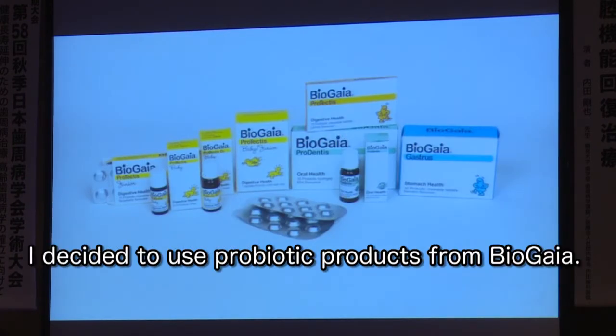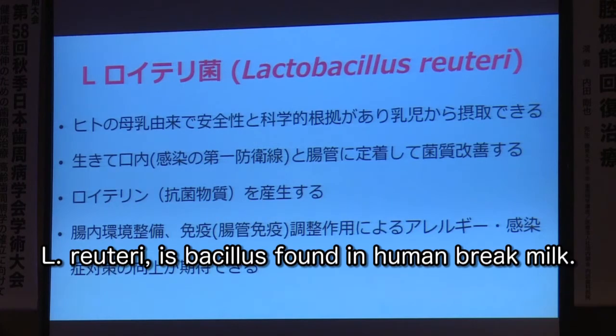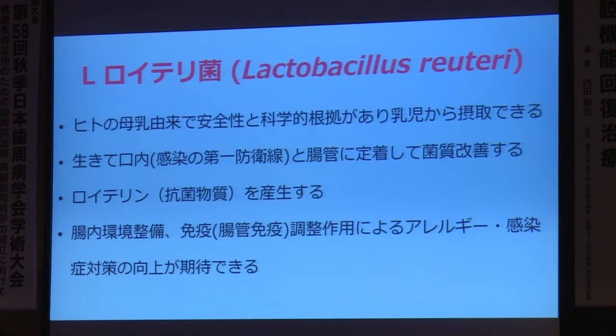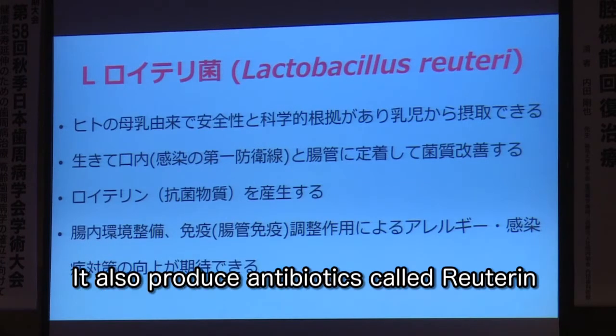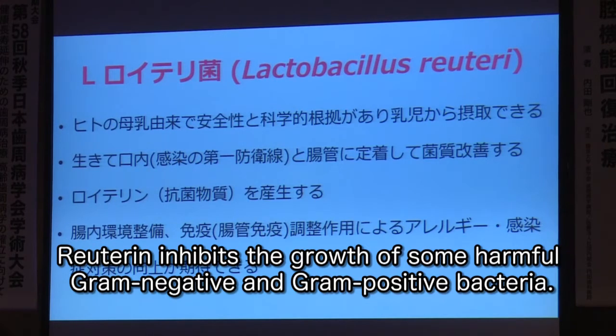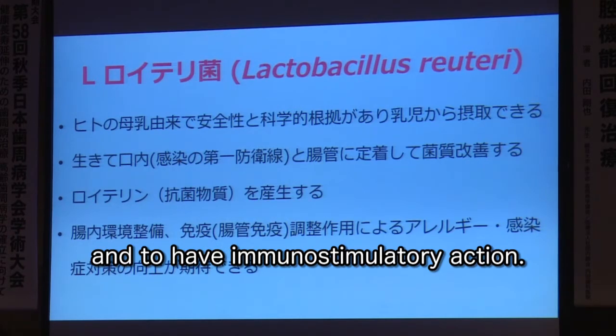I decided to use probiotic products from BioGaia. L. reuteri is a bacillus found in human breast milk. It can live and colonize inside of the mouth. It also produces an antibiotic called reuterin. Reuterin inhibits the growth of some harmful gram-negative and gram-positive bacteria. Reuterin is said to improve human intestinal health and to have immunostimulatory action.